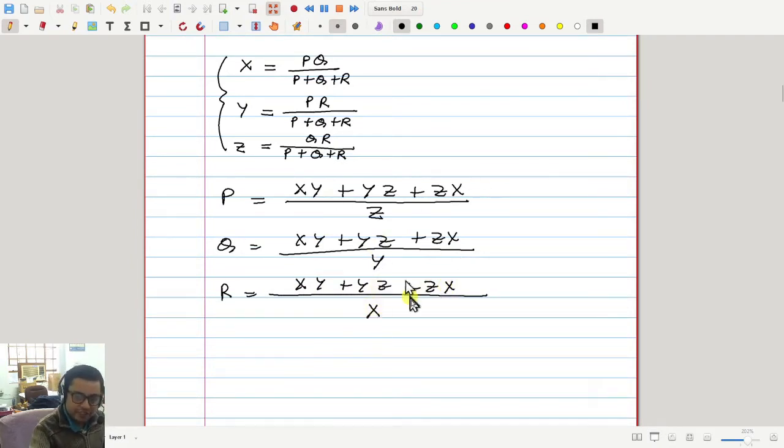Now you can verify these equations very easily by putting the values of X, Y and Z in this. Just put the values, multiply, divide, you will get this equal to P and Q. So this is also your homework to prove.